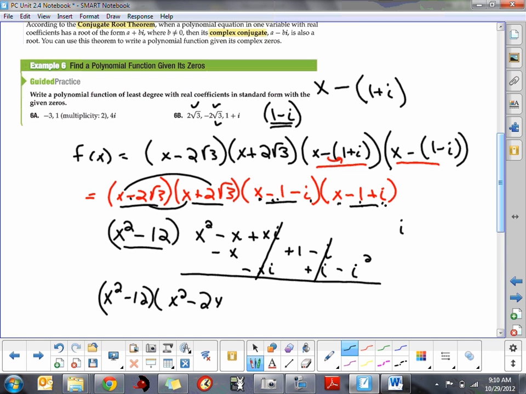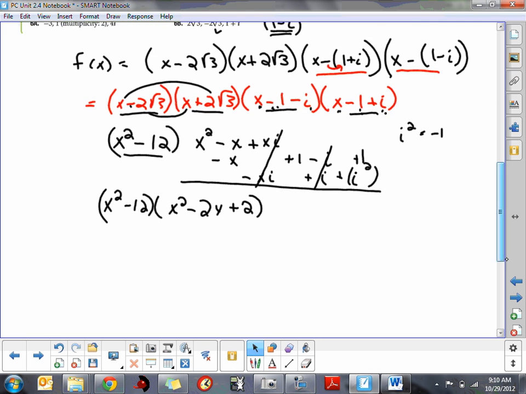Remember that i squared is equal to a negative 1. So this is really minus a negative 1. Minus negative 1 is plus 1. And plus 1 is plus 2. So all of the i's, or the imaginary complex solutions or ideas, drop out of our factors. And now we still have to multiply through by our x squared minus 12. So x squared times x squared is x to the 4th. x squared times negative 2x is negative 2x cubed.